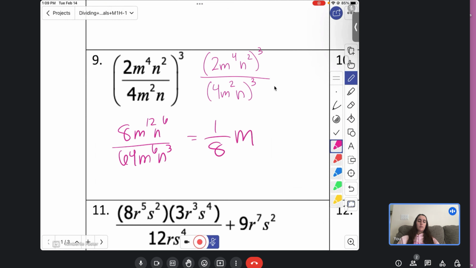Then from here, we can subtract our exponents. So I have m to the 6th, n to the 3rd. Alrighty.